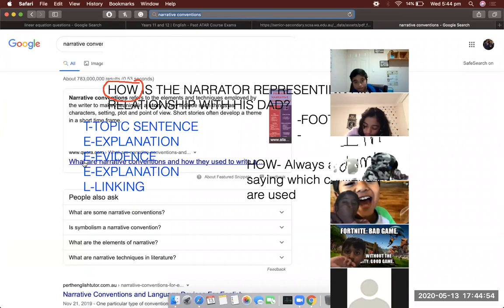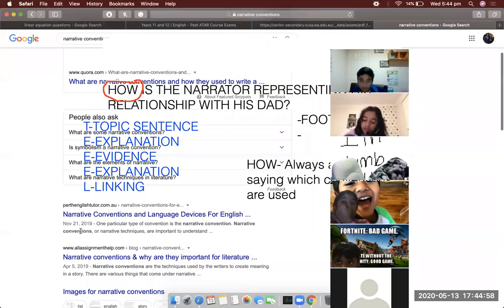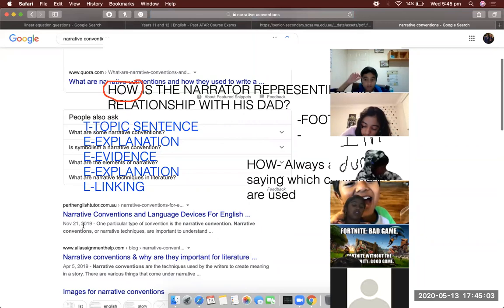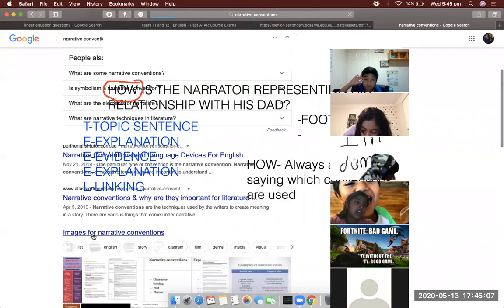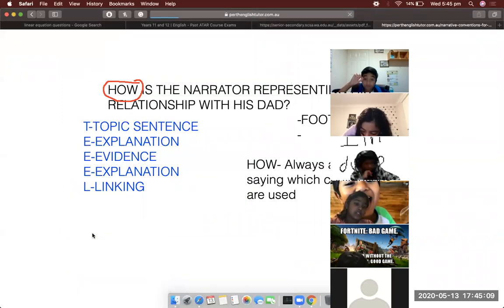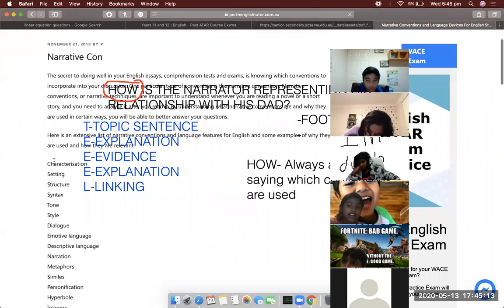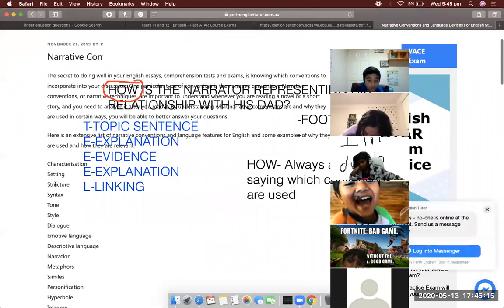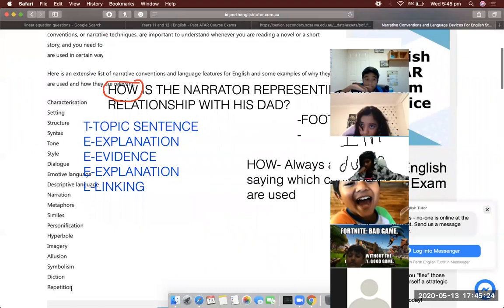You need a plot. You need a structure, a plot, characters, settings. So these are different things: characterization, setting, structure, syntax, tone, style, dialogue, emotive language, descriptive language, narration, metaphors, similes, all these different things, right? Is there anything in here that you guys don't understand?